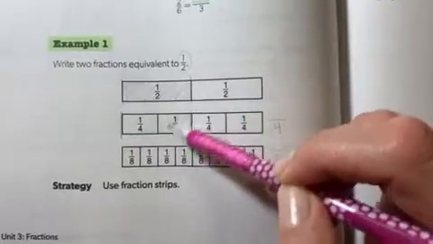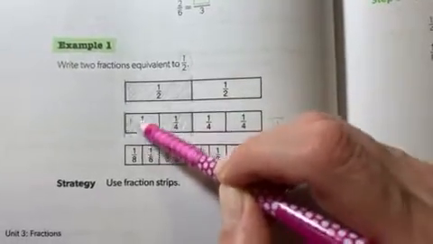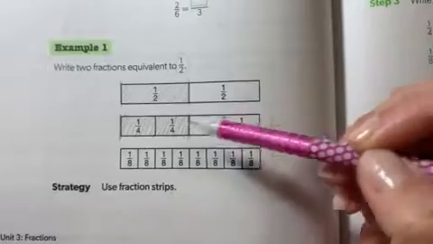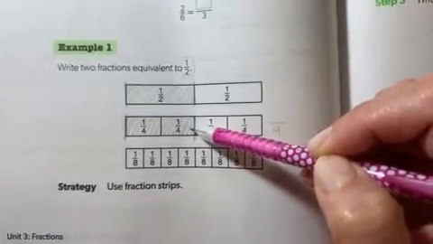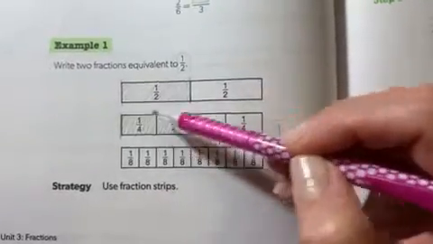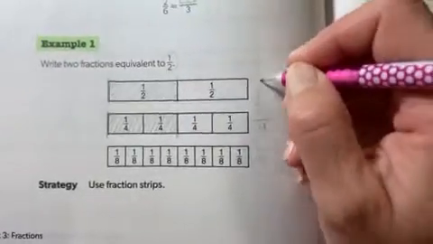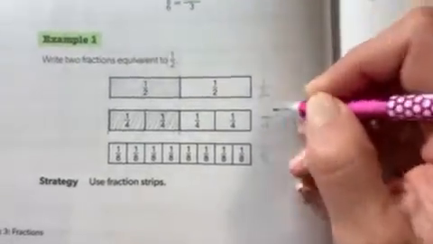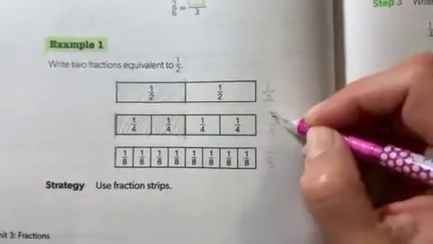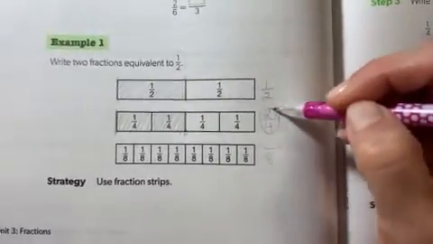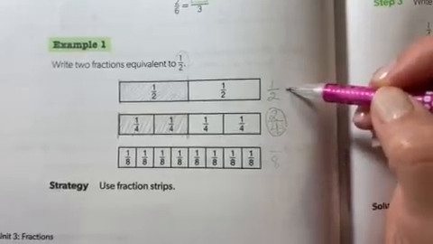Okay. Now when I shade, I'm going to ask myself, how many parts did I shade? How many fourths? 1, 2/4. So this I shaded 1/2, right? And in here I shaded 2/4. Okay. So there I find one fraction that is equivalent to 1/2.